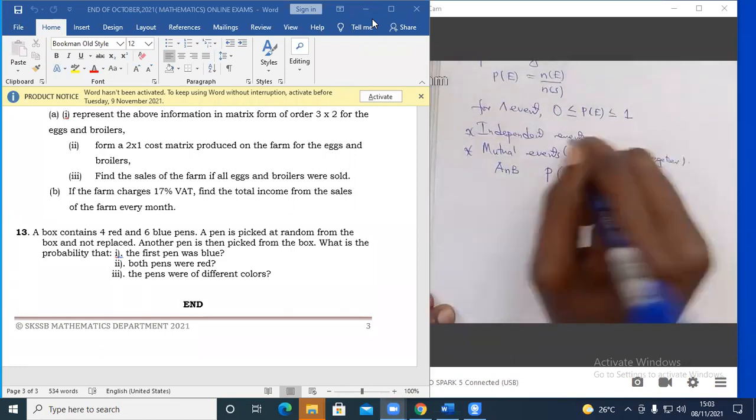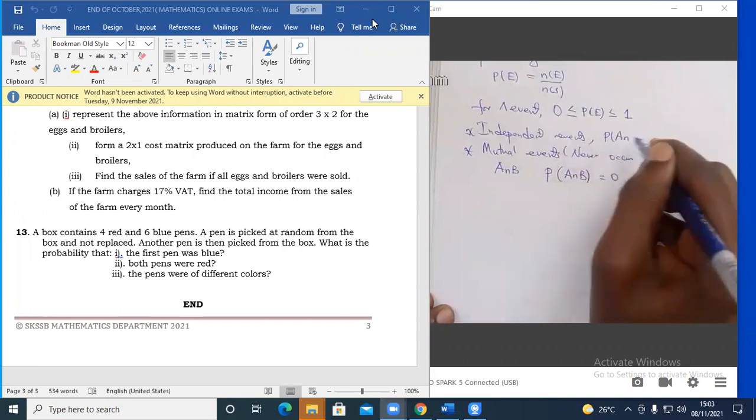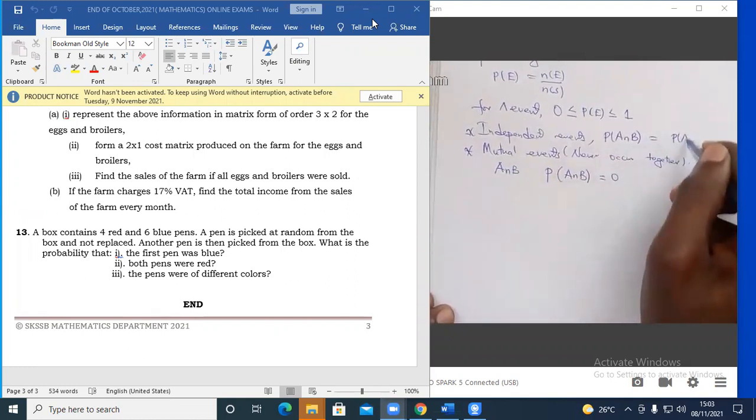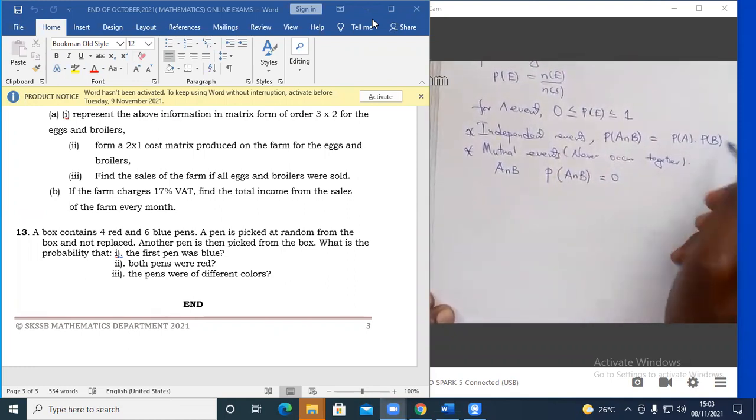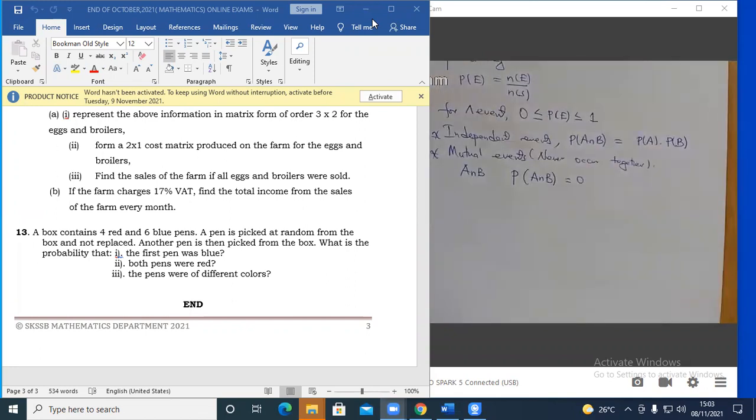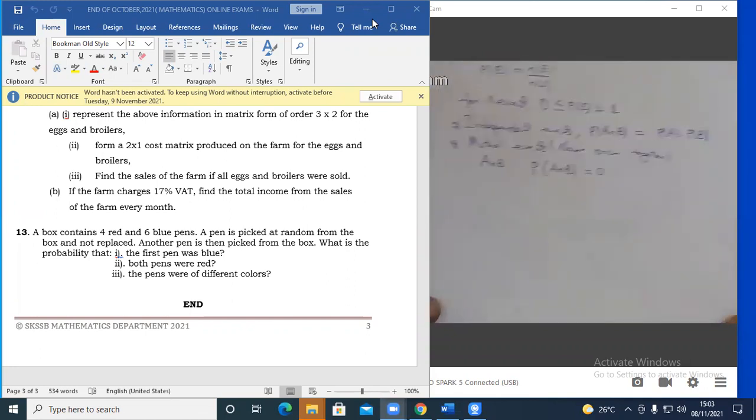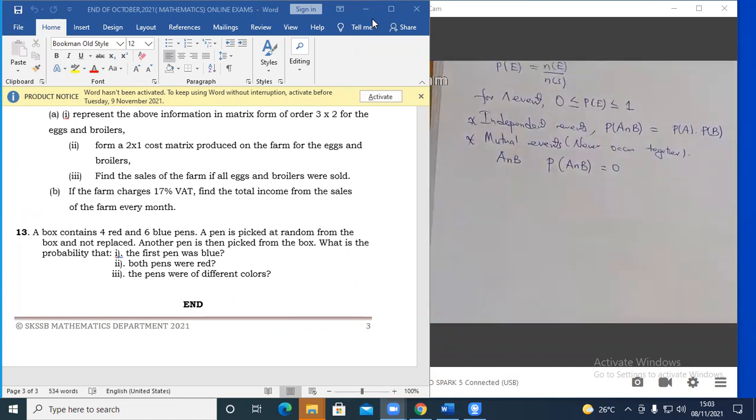Also, for independent events, the probability of A intersection B is equal to the probability of A times the probability of B. So those are the things we discussed.